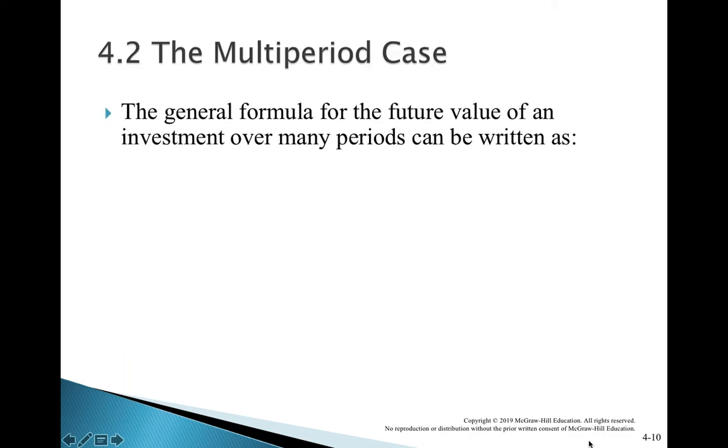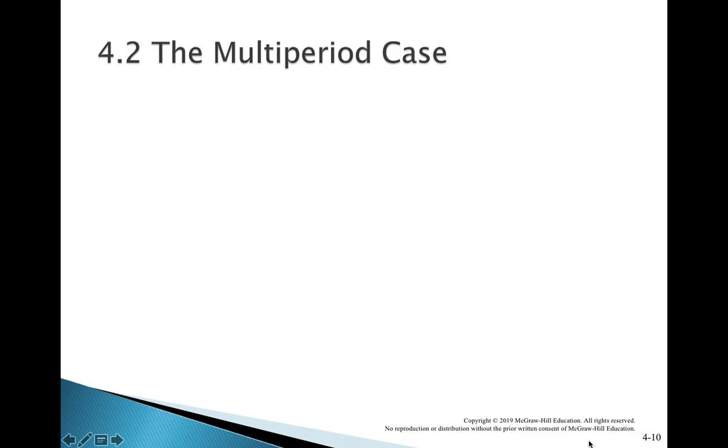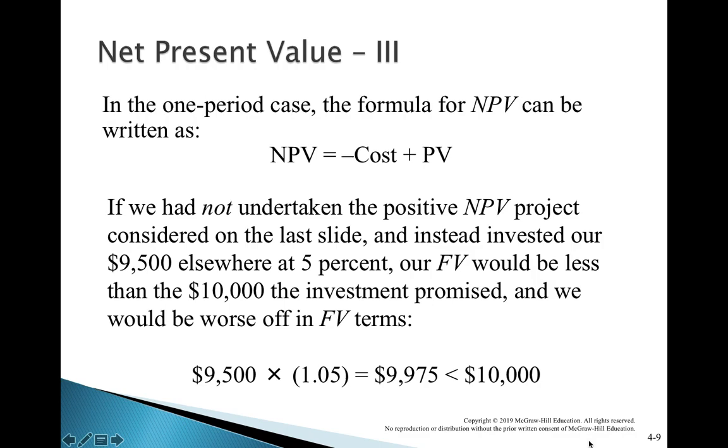Now we have finished the single period case: one present value, one future value after 1 year. Now we will see the multi-period case, after 2 years, after 3 years, after 5 years. So the single period case, I think, is clear to all of you.